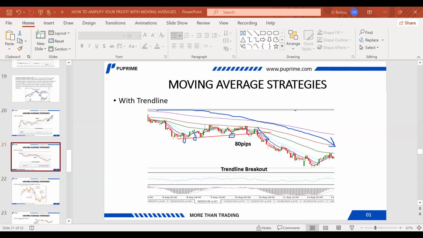So, two instances of moving average with trend line. We can see the bullish signal and the bearish signal which this has given us.